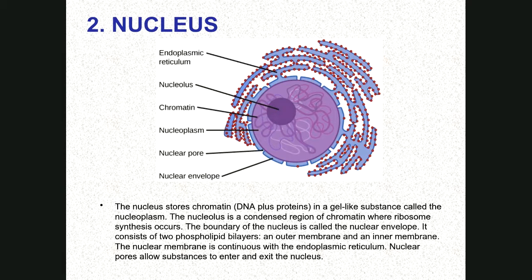And the nucleolus, what is it? You see that's chromatin? This is a condensed, clustered region of the chromatin. This is where the ribosomes are synthesized.